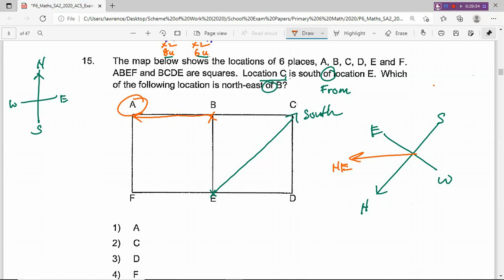So you will see that the letter A is northeast from B. So answer number 1. Okay, so that's how you draw the compass, right? But the important lesson here is to know the word "off." Off means from. Okay, let's go to number 16.